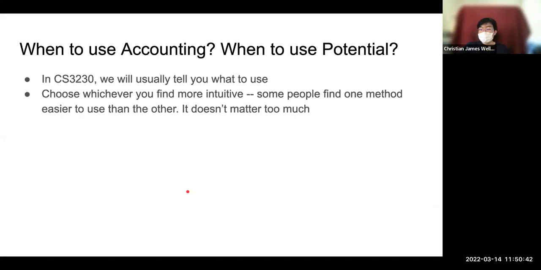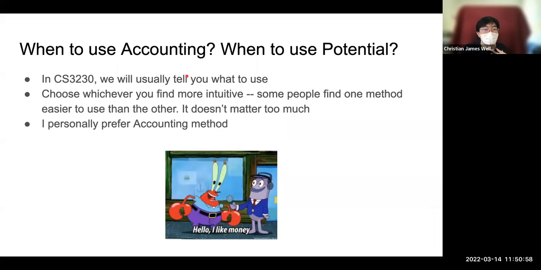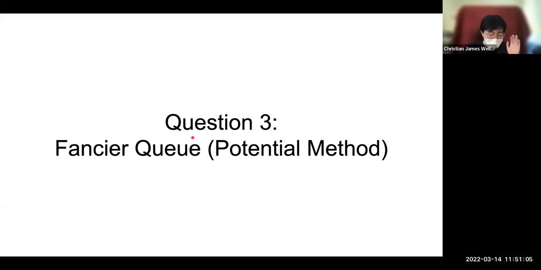It's 11:50, so I think I'm going to run out of time, apologies. But when to use accounting and when to use potential depends; we'll usually tell you what to use. If they give you an option, choose whichever one you find more intuitive. I find the accounting method more intuitive than potential, but some people might beg to differ. So that's a whole lot of manual on the potential method. I will demo with a question, but at this point, does anyone have any questions?